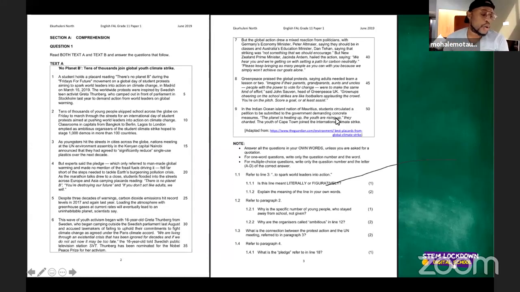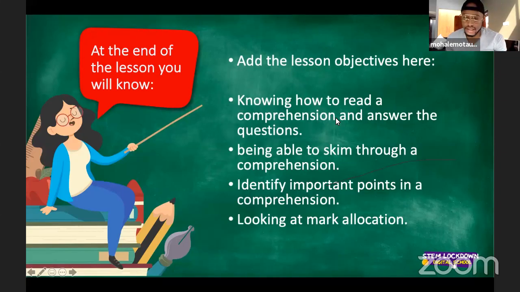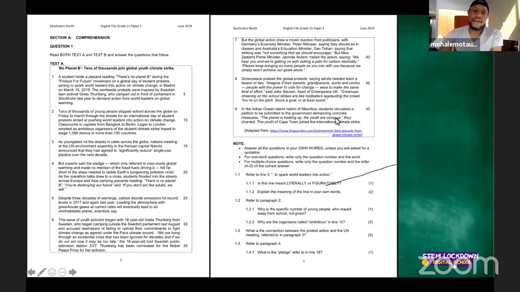And then step 2, we read the questions. We read the questions and underline the keywords. That is also where we look at our mark allocation. When you are looking at your questions, for example from question 1.1, after we've skimmed through the text, we're able to look at ideas and underline certain keywords that will lead us to answering the questions. For example, question 1.1 says, "Refer to line 3, 'to spark world leaders into action.' Is this line meant literally or figuratively?"